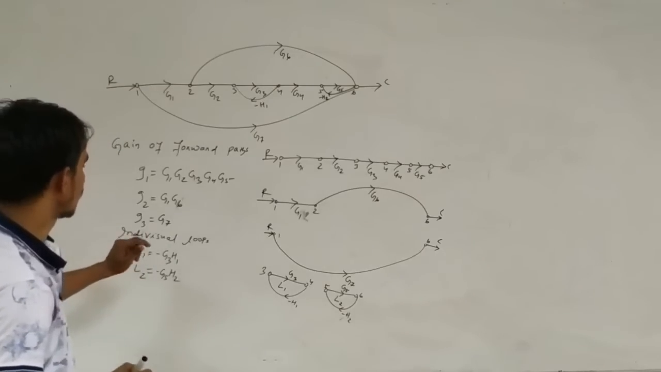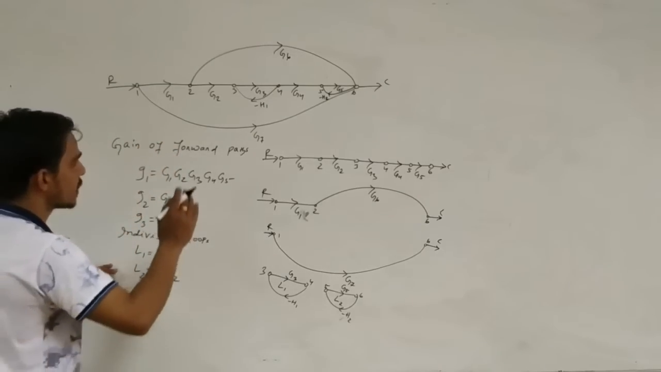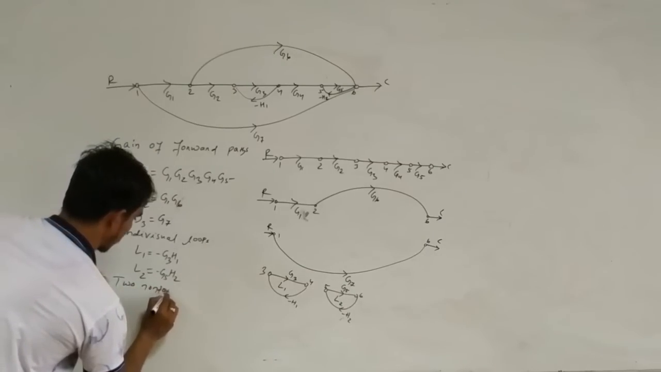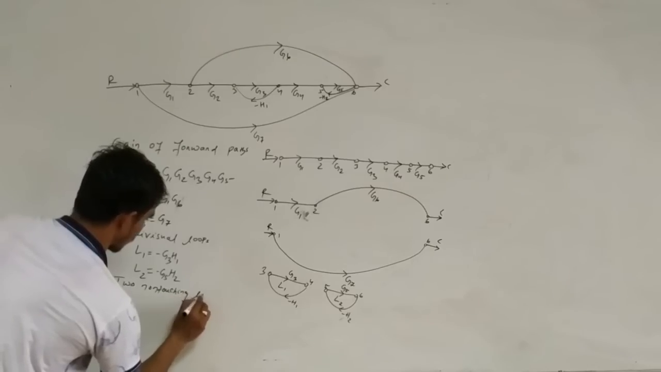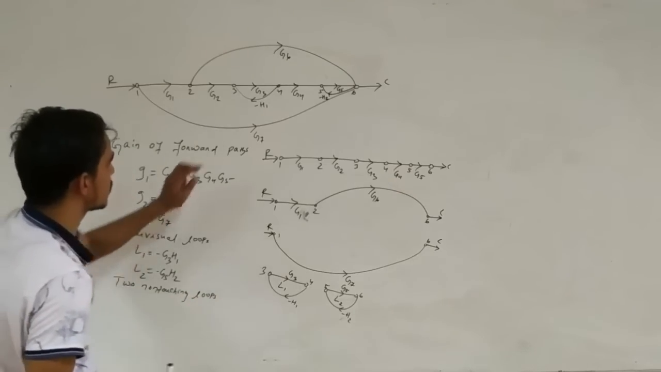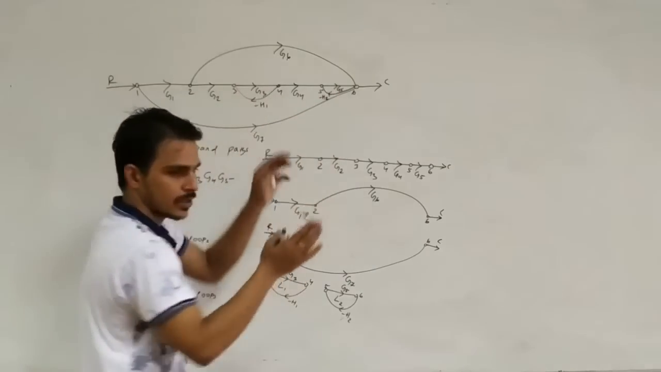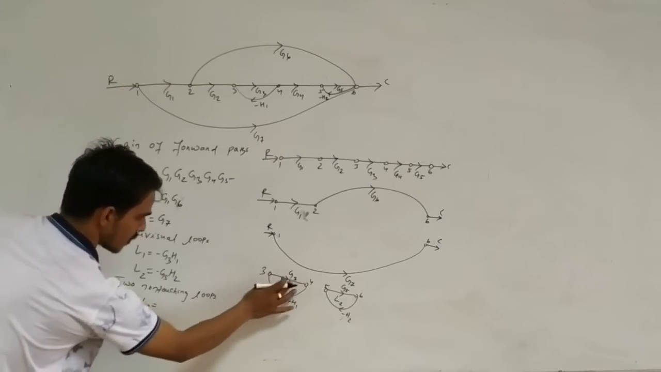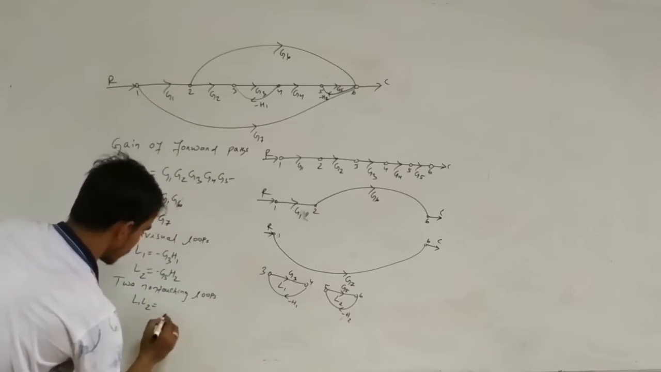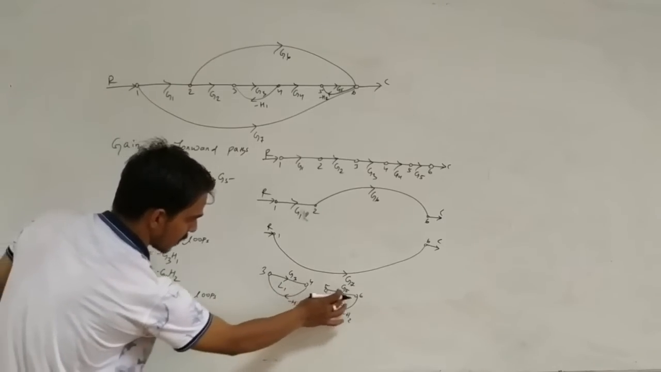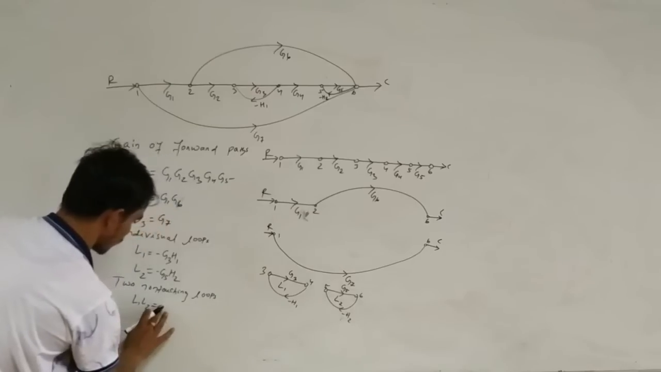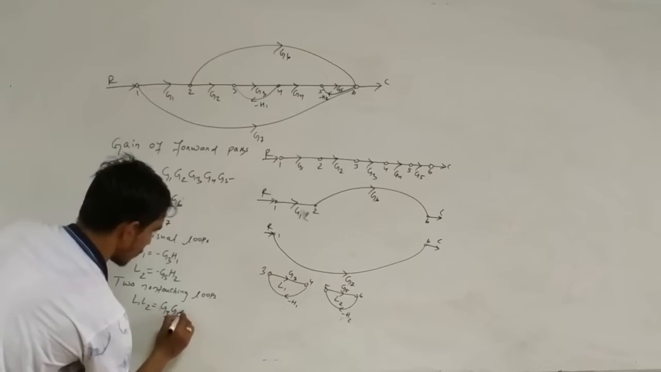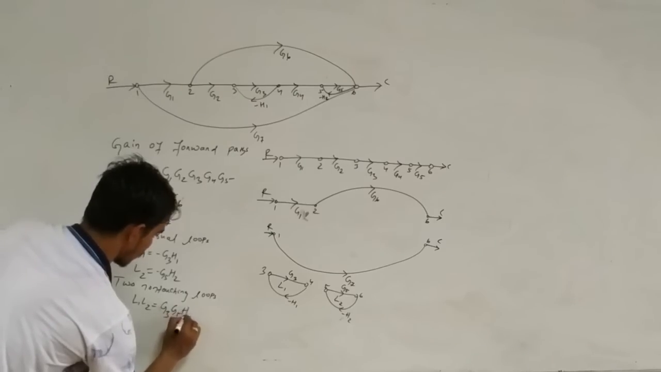Now we have to consider two non-touching loops. Are two non-touching loops there or not? Two non-touching loops. See, this L1 and L2 are not touching each other. So L1 L2 equals this L1 and L2. So what will be the gain? Minus G3 H1 and minus G5 H2. So both two times minus, that is plus G3 G5 H1 H2.